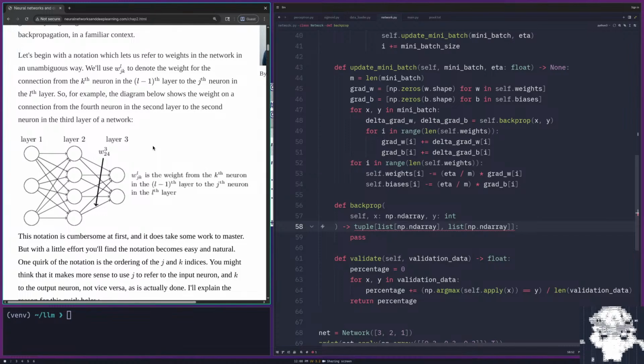Let's begin with a notation which lets us refer to the weights in the network in an unambiguous way. We'll use w^l_jk to denote the weight for the connection from the kth neuron in the (l-1)th layer to the jth neuron in the lth layer. So for example, the diagram below shows the weight on a connection from the 4th neuron in the 2nd layer to the 2nd neuron in the 3rd layer of a network.